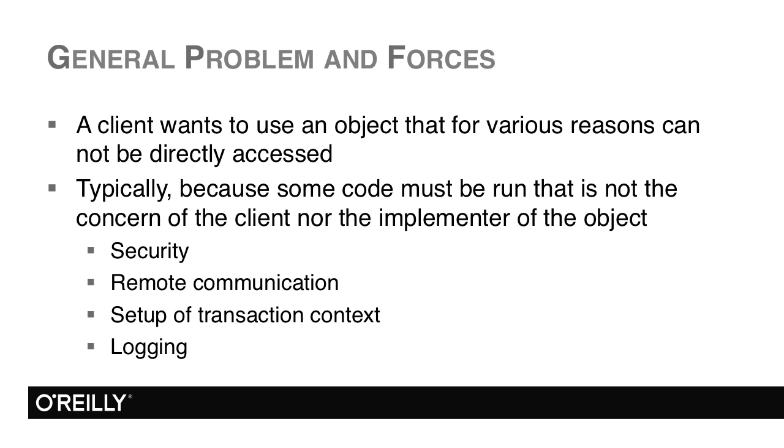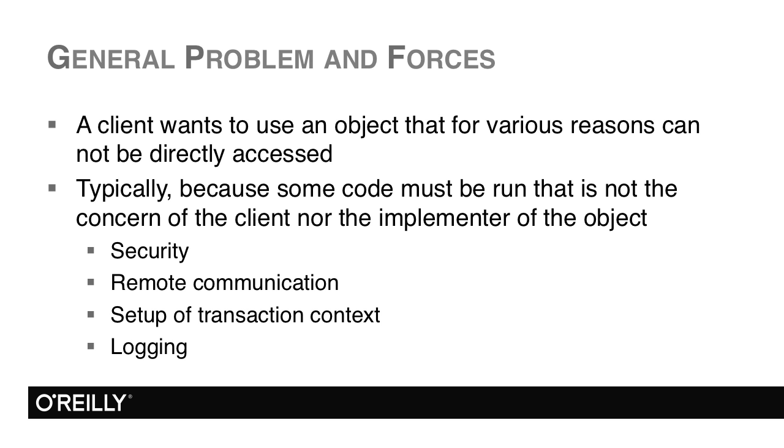So let's wrap up the proxy pattern. The general problems and forces here is that the client wants to use an object that for whatever reason cannot be directly accessed. Typically this is because some code must be run that is not the concern of the client nor the implementer of the object or the service itself.